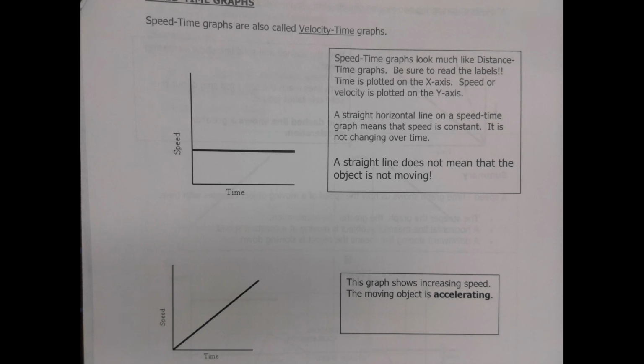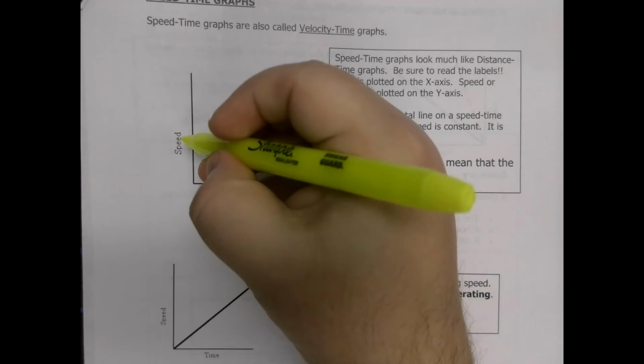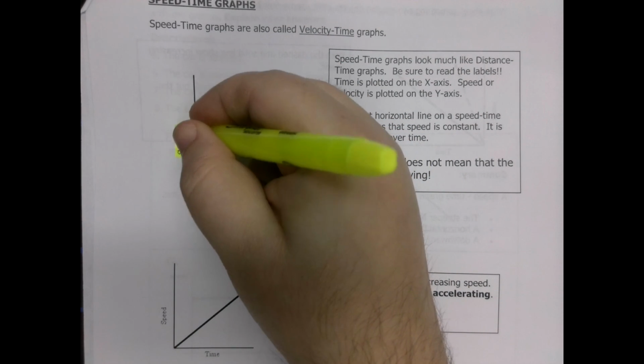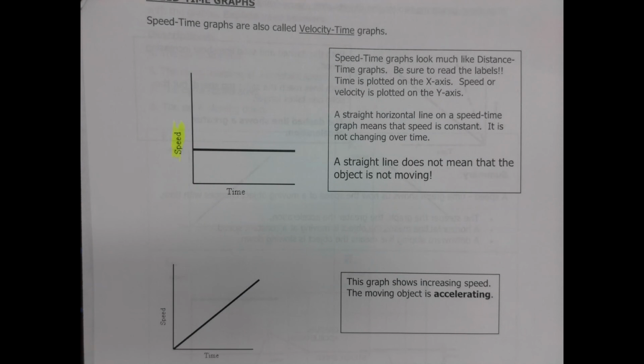A speed time graph looks much like a distance time graph, but be sure you read the label. You have to make sure that we're dealing with a speed. I will give you all random graphs and ask you questions on it, so make sure that you look and see what type of graph it is. Speed is going to be on the side, time is always on the bottom. A straight line means that you are traveling at a constant speed. It is not changing over time.